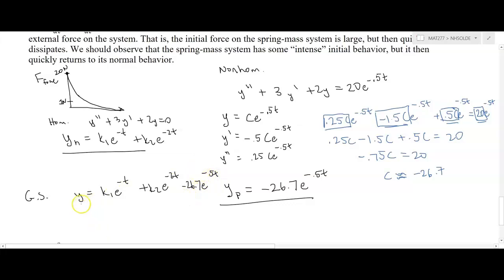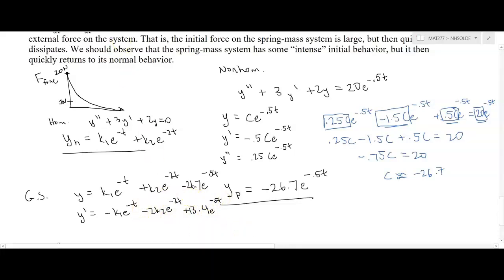So to find our initial condition, we need the velocity function, which is negative k1 e to the negative t minus 2k2 e to the negative 2t, and negative 0.5 times negative 26.7 comes out to about 13.35. So plus 13.4 e to the negative 0.5 t.